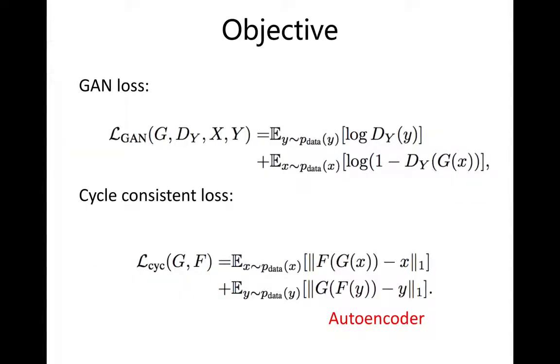If you look at the objective function, it's just a combination of the GAN loss and two reconstruction losses, or two autoencoders. So basically, the combination of GAN and autoencoder. But this autoencoder plays a very important role because it can help you reduce the solution space and get more reasonable results. Theoretically, this is not guaranteed, because even if you add this constraint, the solution is still not unique, right?